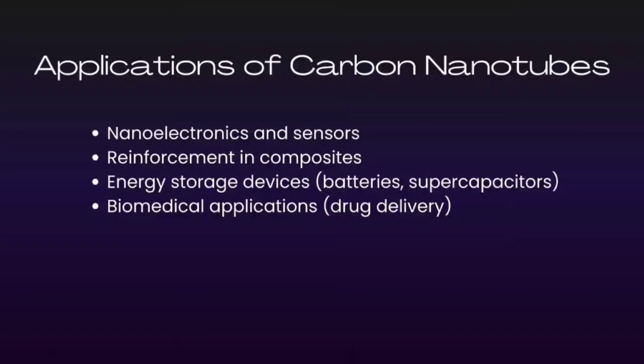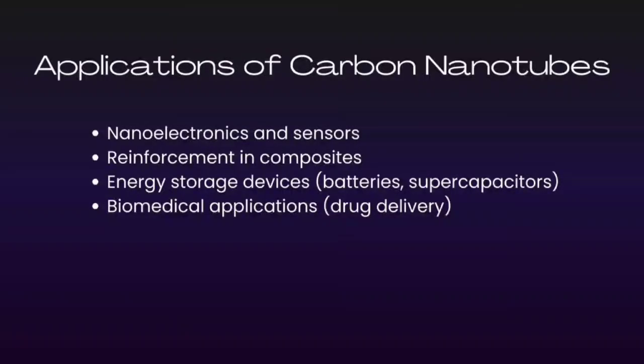The second application is that carbon nanotubes and carbon nanofibers are commonly used as reinforcement materials in composites. When added to polymers, metals, or ceramics, they significantly improve mechanical strength, stiffness, and durability while keeping the material lightweight. Due to these properties, they are used in aerospace, automotive, and sporting goods industries to produce strong and lightweight components.